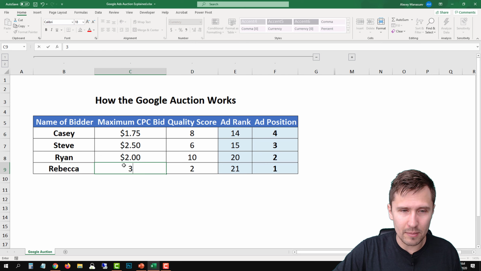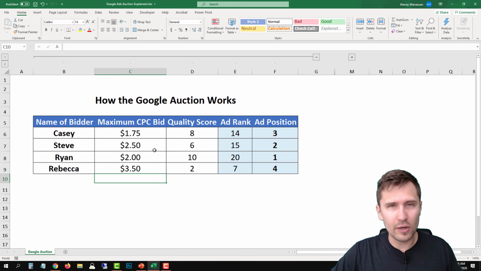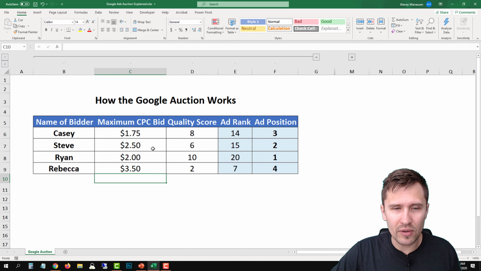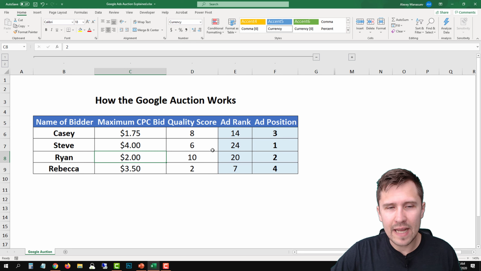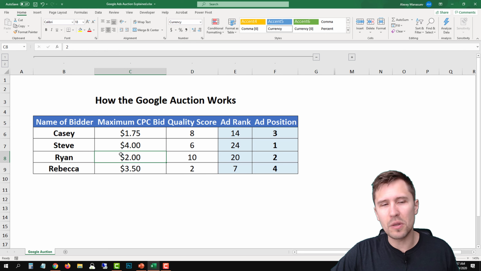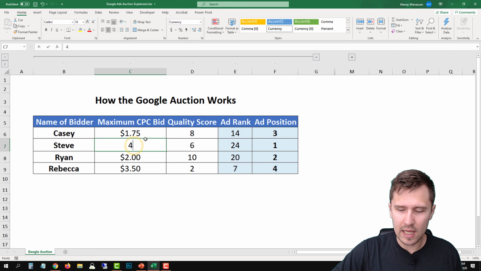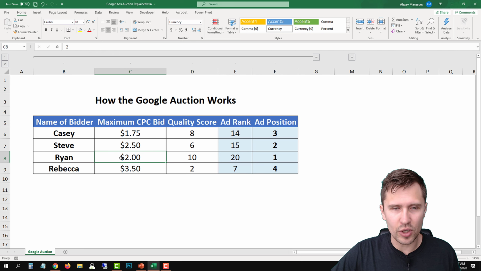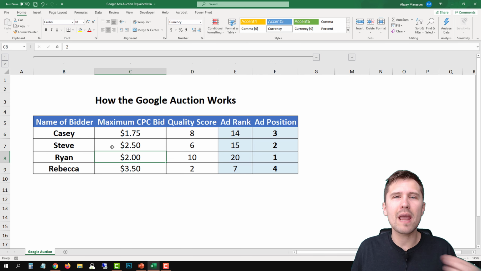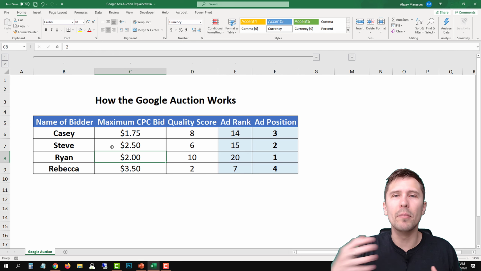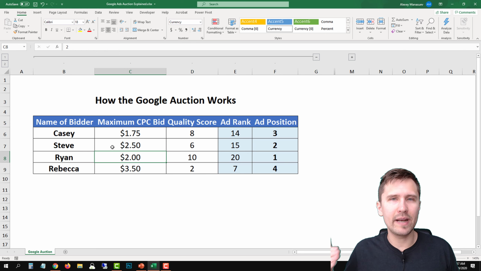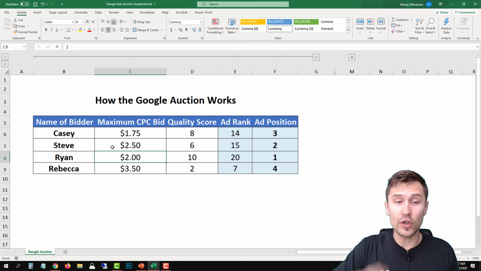Play around with these numbers. Let me know in the comments what you want to see here, but that's how this works. Like if Steve puts down, let's say $4, now Steve is in first place, but he's willing to pay double of what Ryan is paying, okay? So these are just some examples that I cooked up to show you that you don't have to actually pay more to have your ads show up. Quality score is a very important component. It's like a multiplier, okay? It basically exponentially increases the effects of your bid.